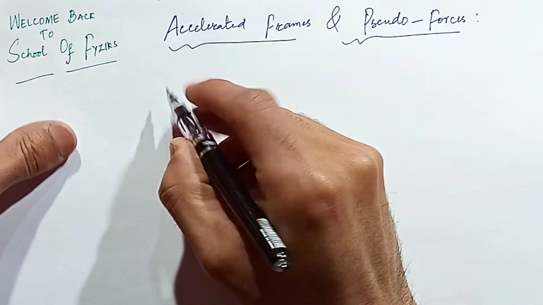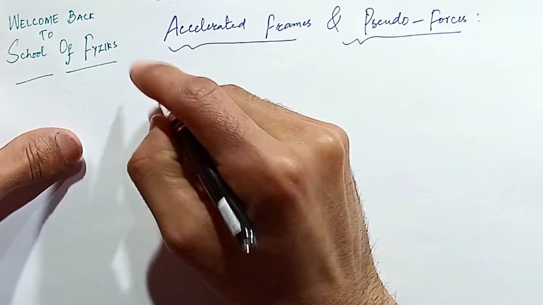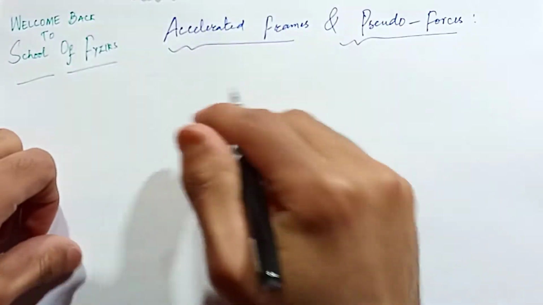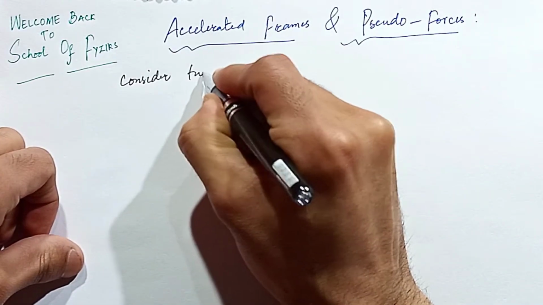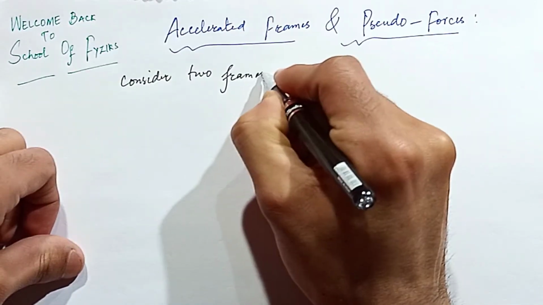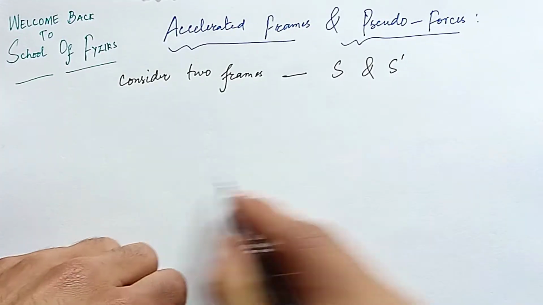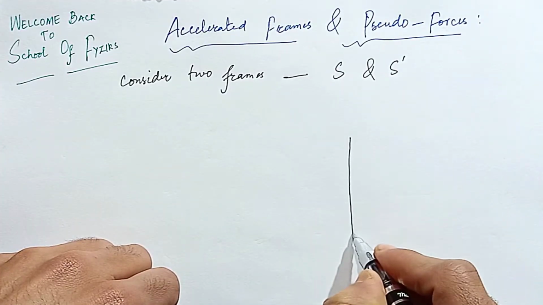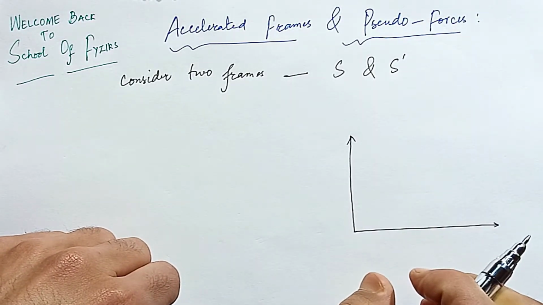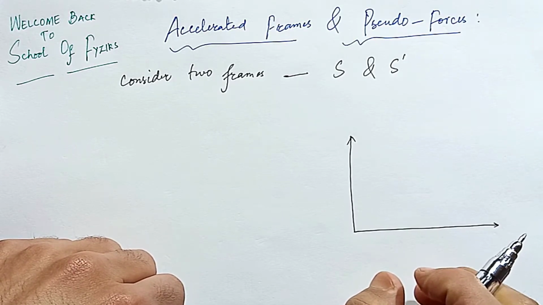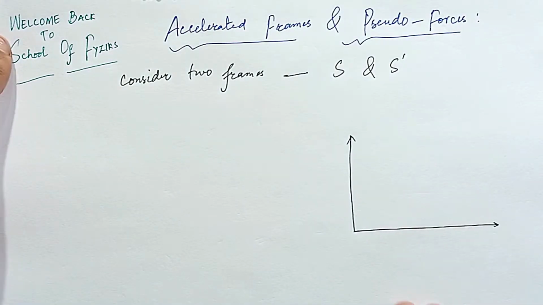First of all, we will consider two frames of reference. One will be the inertial frame of reference and the other will be non-inertial. So consider two frames of reference, let these be S and S prime, and I will draw them down here. I am discussing all of this in two dimensions only, because later on it will be applied in the same manner for three dimensions also.